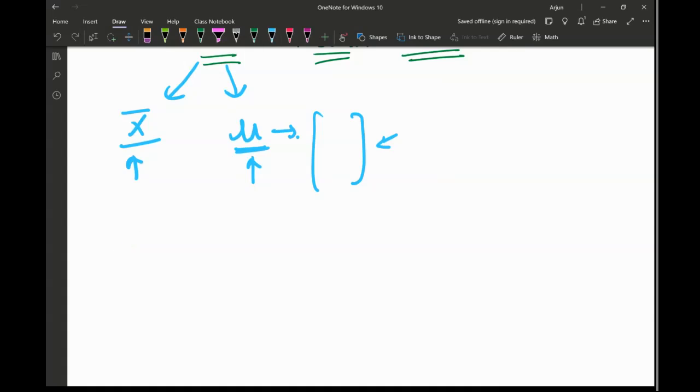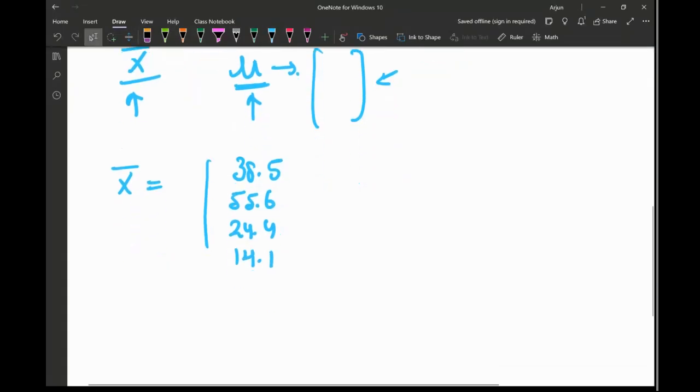And these data points, I'm assuming it as a sample. So x bar, I wanted to find out. The data points given to me are 38.5, another data point is 55.6, another data point is 24.4, another data point is 14.1, and the final data point given to me is 23.1. I wanted to find out the mean.